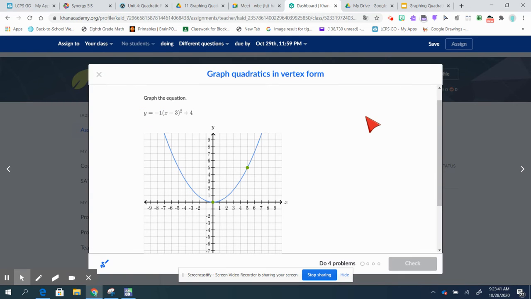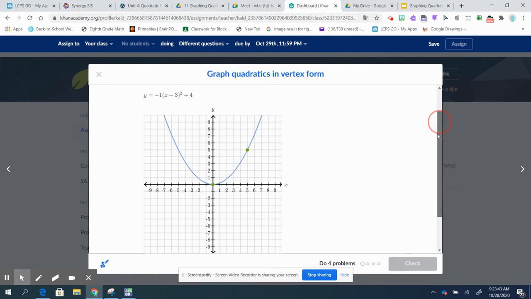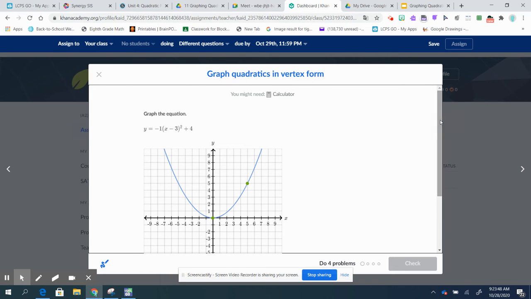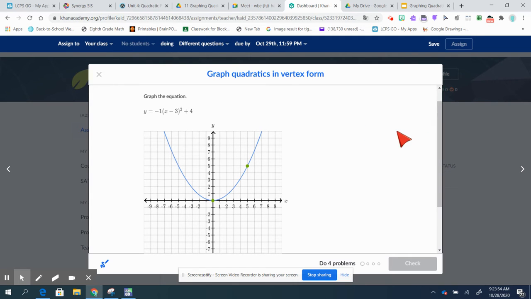So here we are in Khan Academy, and we are doing graph quadratics in vertex form. Okay, so we can see the first thing we want to do, as always, is find our vertex. Remember that is h and k. So we're going to look right here, x minus 3. This is our h, our horizontal. We're going to go left or right.